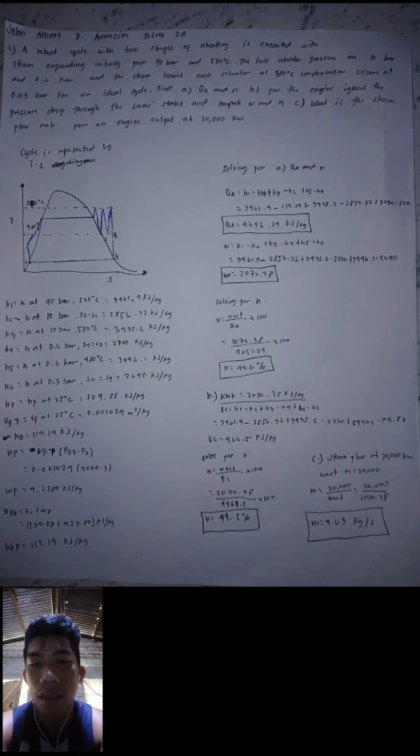Solving for A, using the thermal efficiency formula for reheat, our QA is equal to H1 minus HB plus H3 minus H2 plus H5 minus H4. Using the values obtained, we get the heat added of 4,652.24 kilojoules per kilogram.